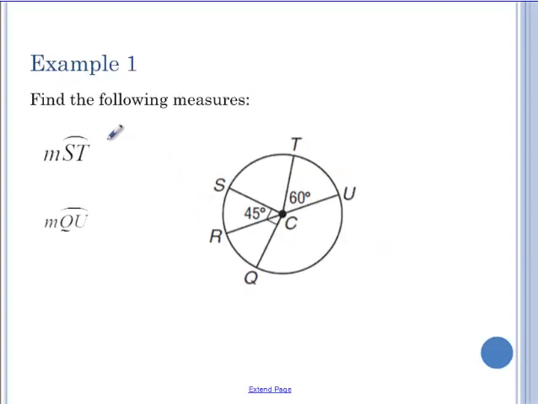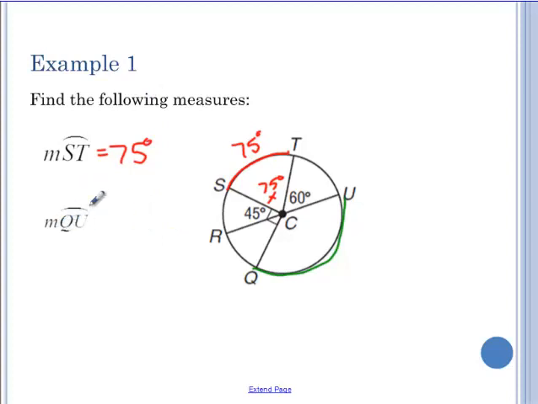So take a minute to draw this picture. We're going to find arc ST and arc QU. In order to do that, I need to find the angle that corresponds with it. Since here's 45 and here's 60, I need to figure out the third missing angle. Half a circle is 180, so if I take 180 and subtract 60, and then subtract 45, I get that the angle I labeled X is 75 degrees. Now if that's 75, my arc is 75 degrees also.